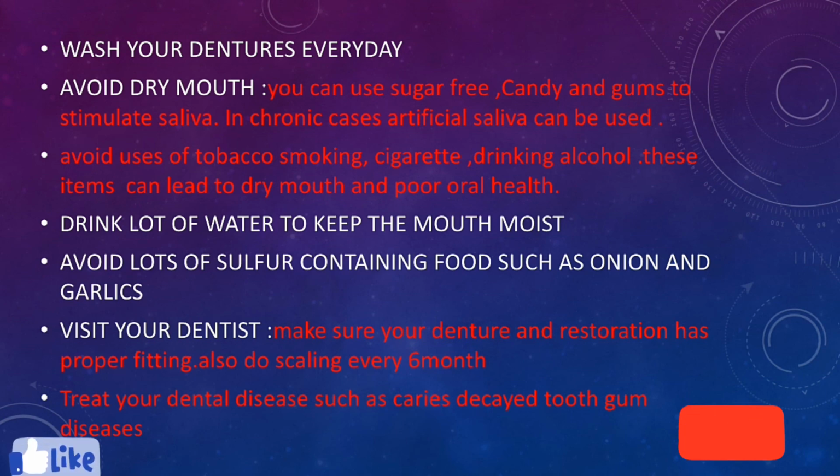Also visit your dentist. Make sure your denture and restoration have proper fitting, because if they are loose, there is a high chance of food accumulation. As there is food accumulation, this leads to multiplication of bacteria and plaque. So just make sure your denture and restoration have a proper fitting. And also do scaling every 6 months. And also treat your dental diseases such as caries, decayed teeth, gum disease. If you have such diseases, make sure you treat them.